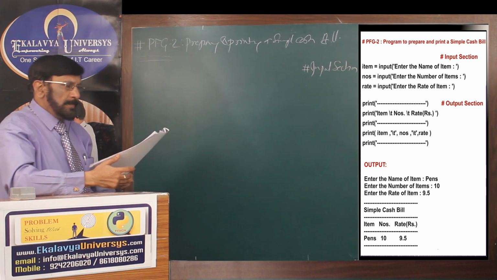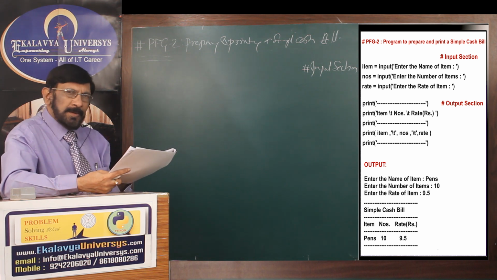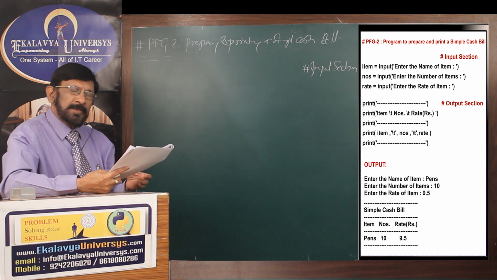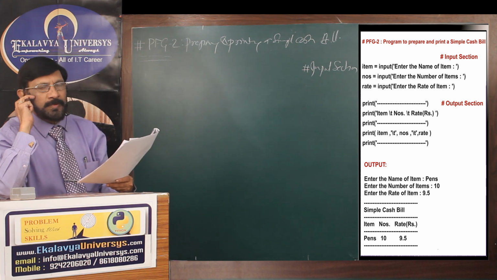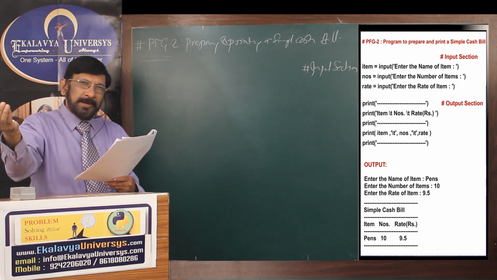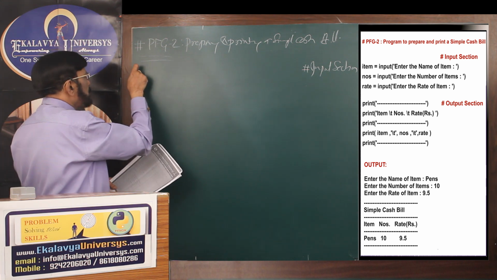Now, how many elements do we have to enter? Actually, here three elements are there. One is item, second one is numbers, third one is rate. So, three variables you have to create. Three variables should be filled by reading the data from the keyboard. That I show you. What is the first one? Item.